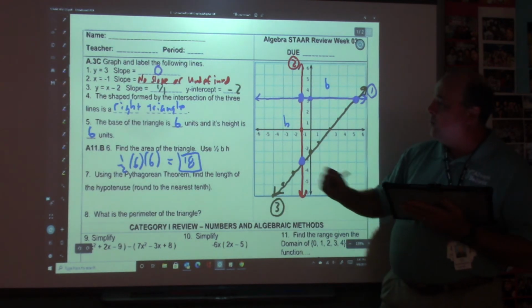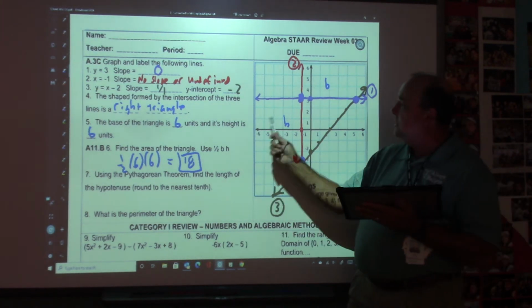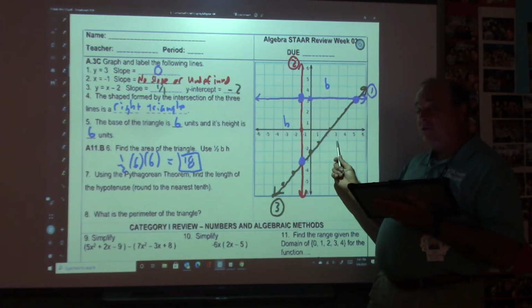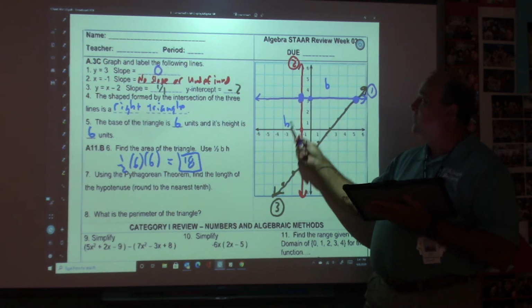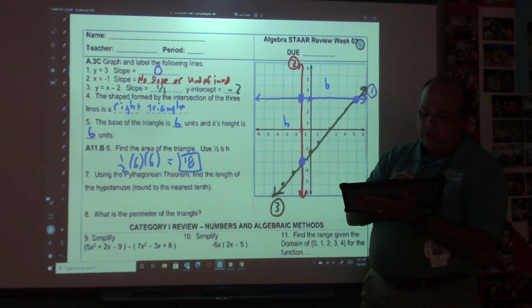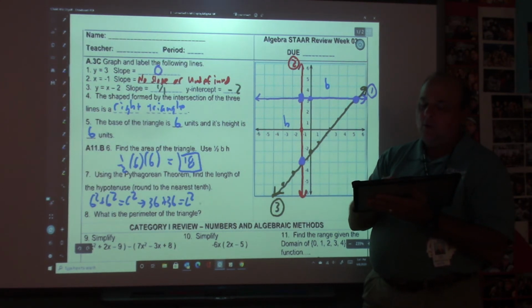Now then, let's go through and do the Pythagorean theorem. The Pythagorean theorem is going to be 6 squared plus 6 squared equals c squared, right? A squared plus b squared equals c squared. So 6 squared plus 6 squared equals c squared. That's going to turn into 36 plus 36 equals c squared, which turns into 72 equals c squared.